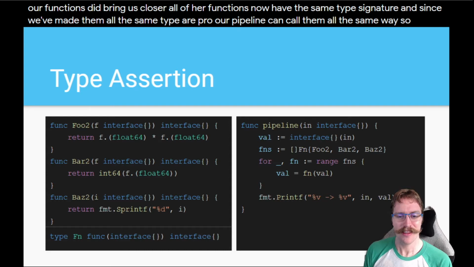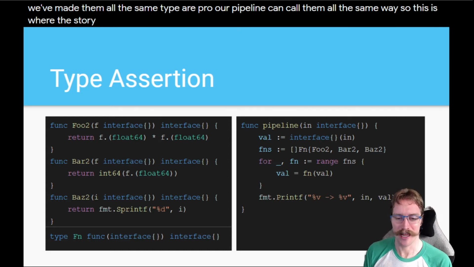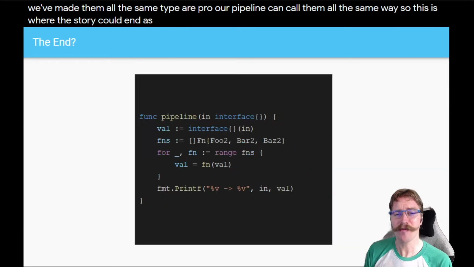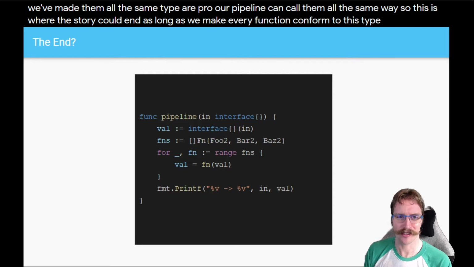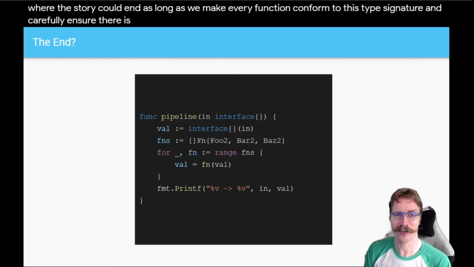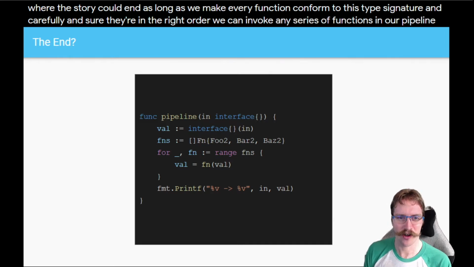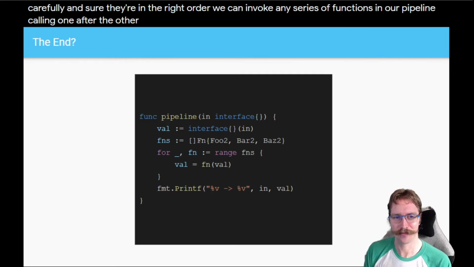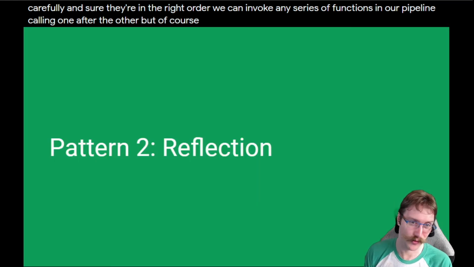So this is where the story could end. As long as we make every function conform to this type signature and carefully ensure they're in the right order, we can invoke any series of functions in our pipeline, calling one after the other. But of course, we're not done yet.